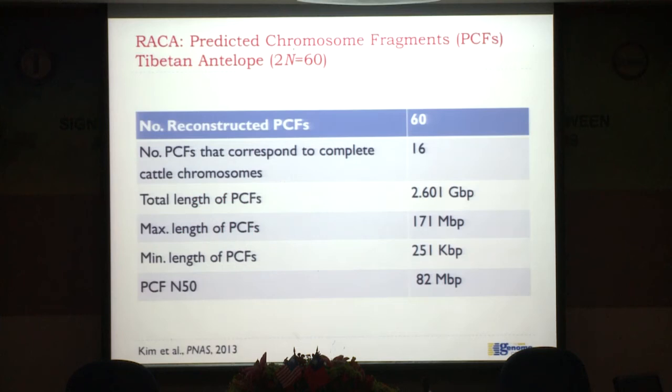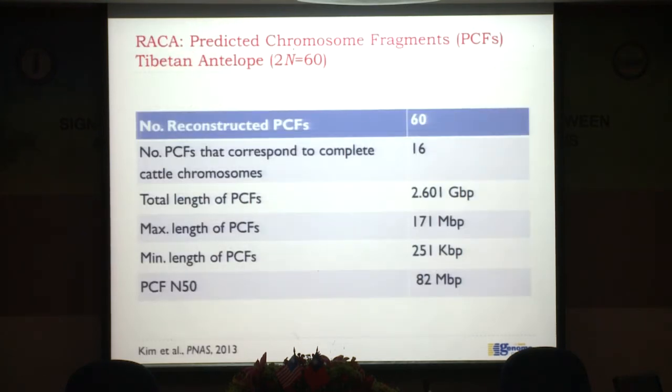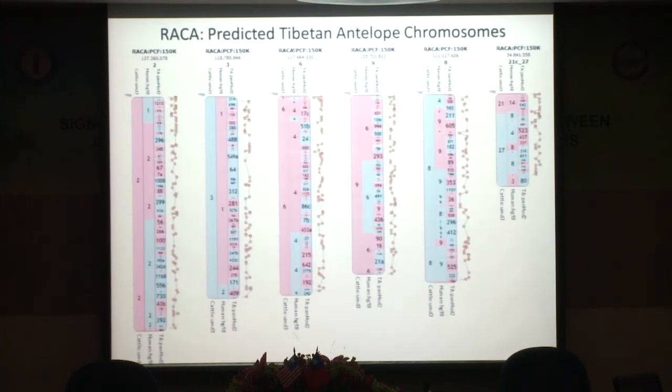So this one had a 2.7 megabase N50, and we then reduced about 5,600 scaffolds that were bigger than a kilobase, right, to 60 with this algorithm, which is just twice the haploid number of this species. And if you look at the reconstructed chromosomes, 16 of them corresponded exactly to its closest phylogenetic relative, which was the reference, which was the cattle genome. And the way that looks is here.